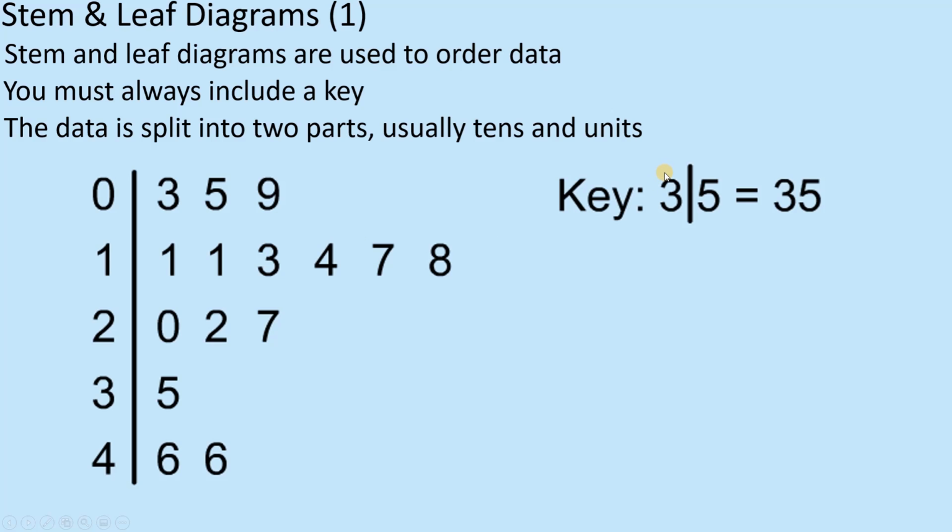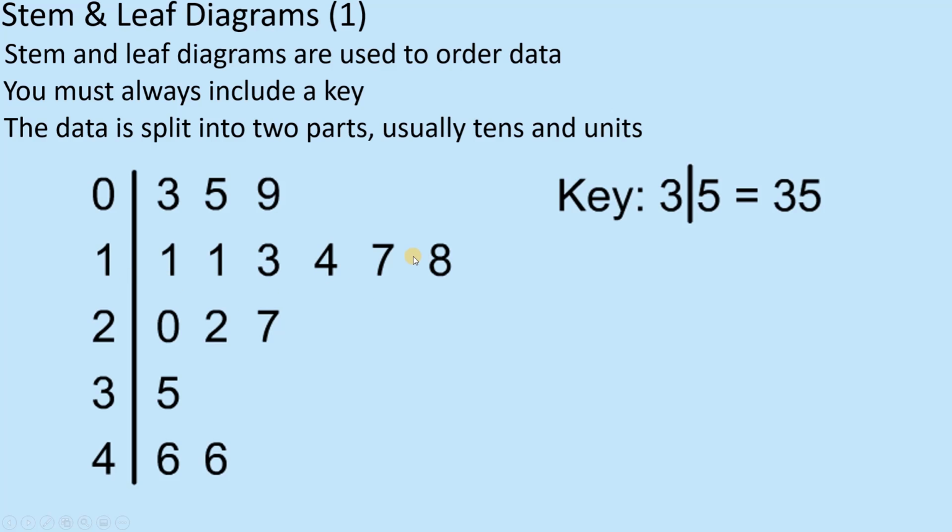So what you've got is 3, 5 is 35. You've got 46 and another 46. What they're doing is not writing the 40 again and again. They're just saying it's 46 and another 46. Here you've got 20, 22, and 27. Then 11, 11, 13, 14, 17, and 18.